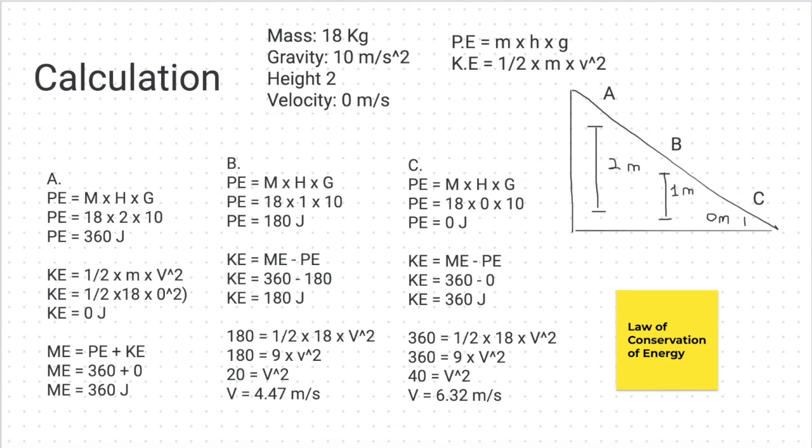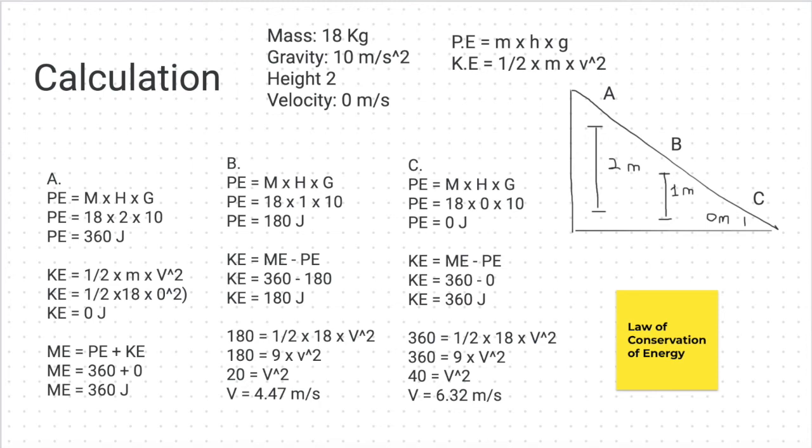velocity squared. And then from the pictures, the mass is 18 kilograms, which is my weight when I was 5 years old. Yes, around 5. And then the gravity is 10 meters per second squared, and the height is 2 meters, and the velocity is 0 meters per second. So first one, let's find for position A.